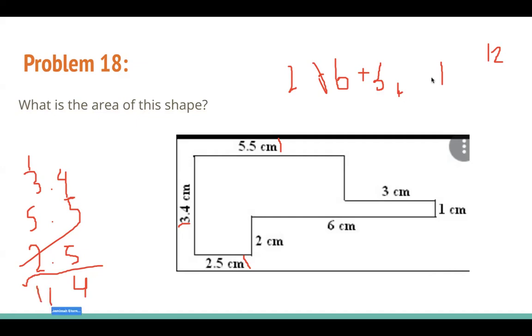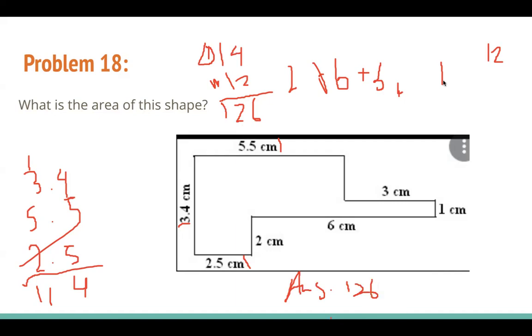Then I'll add this number 114 plus the 12. 4 plus 2 is 6. 1 plus 1 is 2. Then there's only 1 here, and there's nothing under here to calculate it with. So if you leave the 1 on its own, then your answer definitely becomes 126.